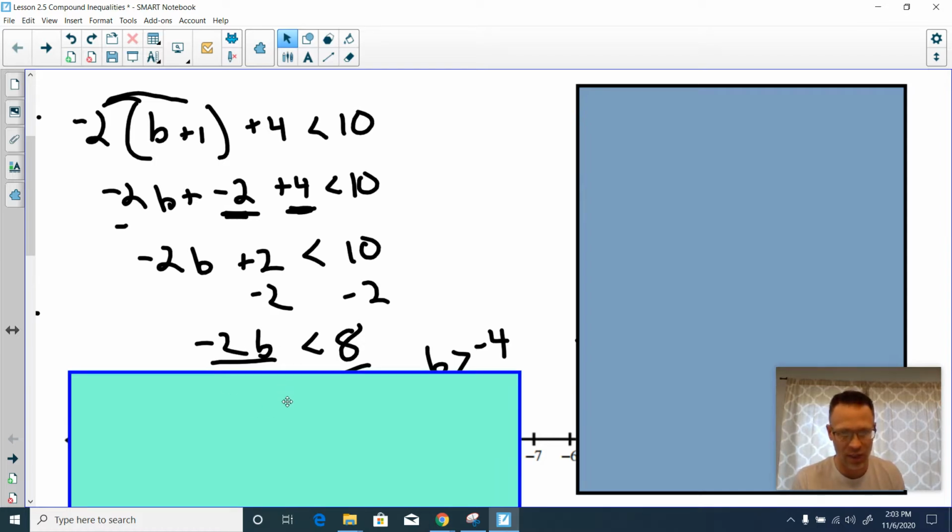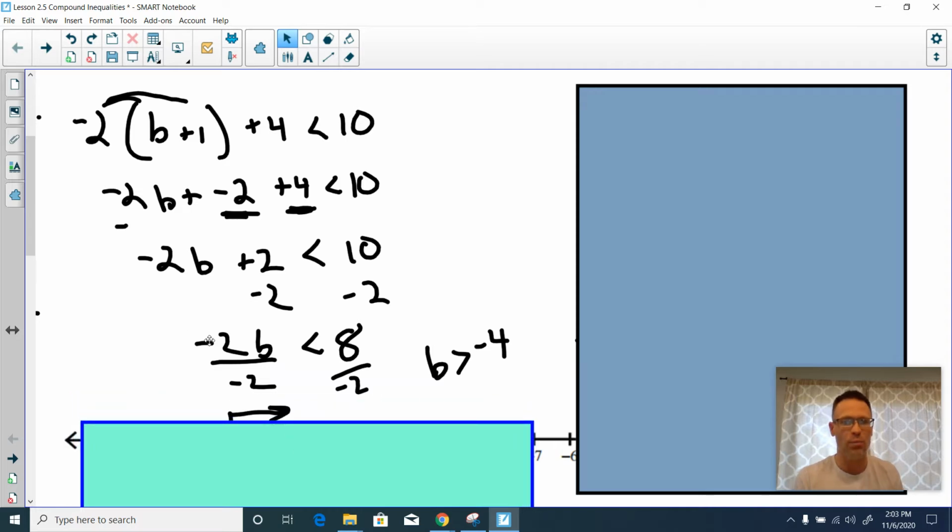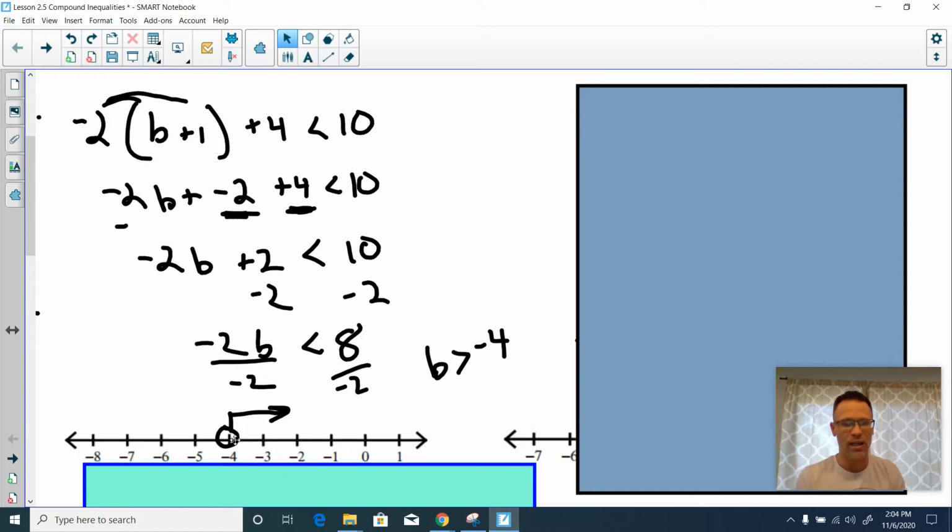Now here is something that is tricky. Remember, I'm dividing by a negative. It's not just because I'm dividing, it's because I'm dividing by a negative. If I divide by a negative, I have to flip the sign. So then I'm left with b is greater than, and then 8 divided by -2 is -4. Graphing that, I have an open circle because there's no line underneath, and my arrow goes to the right because it is greater than. All right, next one.